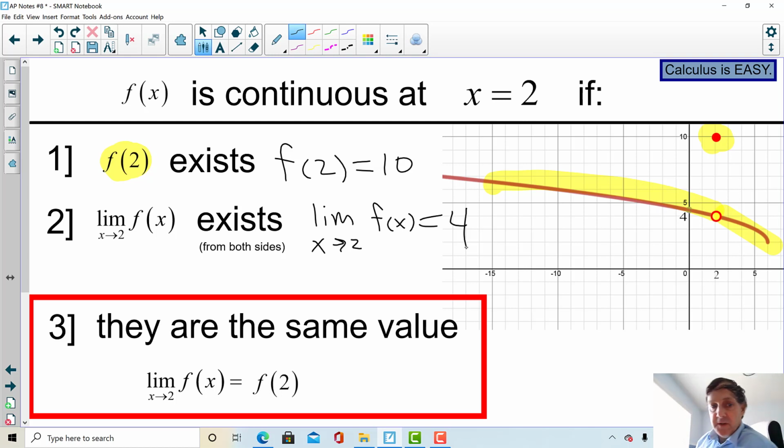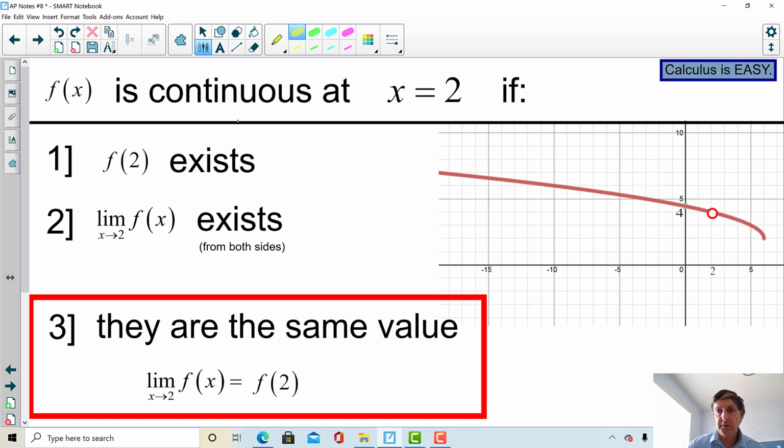Now, since the first two conditions worked, we're going to check one last condition, and basically we just want to make sure that those two things are equal to each other. Okay, if you look at that first condition, we got 10. For the second one, the limit was 4. 4 does not equal 10, so it's our third condition that fails. The limit as x goes to 2 of f of x is not equal to f of 2. So we would say no, this function is not continuous at x equals 2.